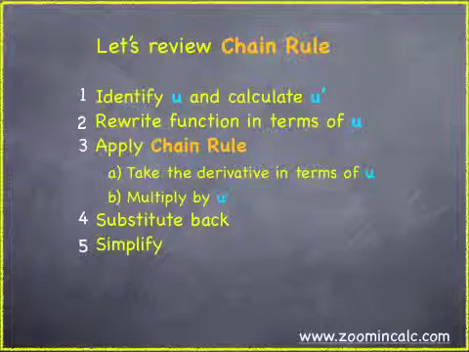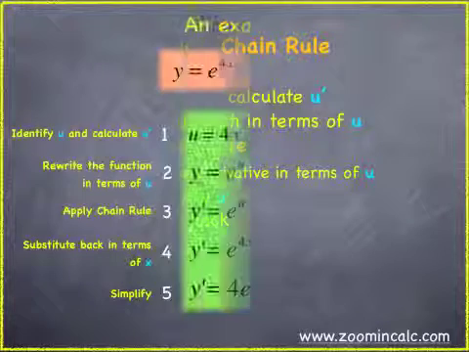Okay, so reviewing the rule. Step 1, identify u and calculate u prime. Step 2, rewrite the function in terms of u. Step 3, apply chain rule, 2 parts. Part A, take the derivative in terms of u. Part B, multiply by u prime. Step 4, substitute back. And 5, simplify.